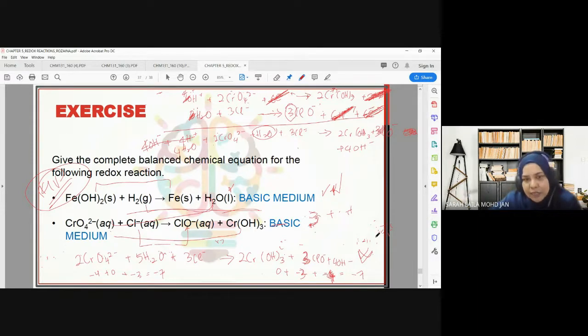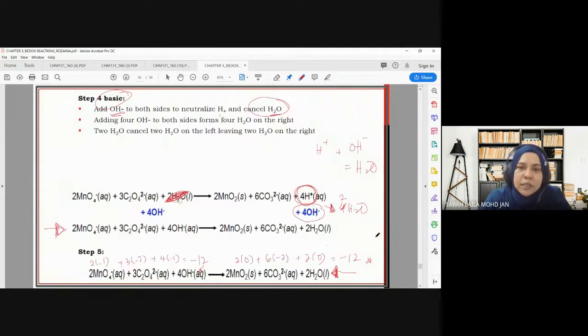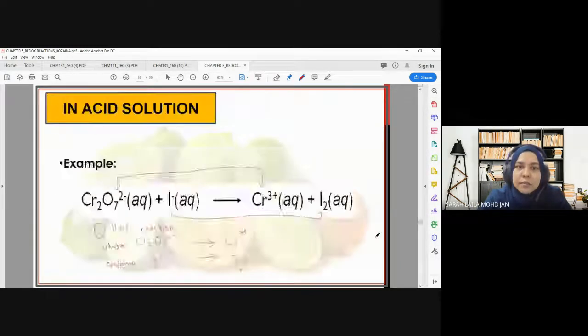Dia just enhancement saja, tambah OH negatif kiri dan kanan. Okay, itu sahaja for this redox. Thank you so much. So, today apa yang kita dah belajar, which is balance redox equation.